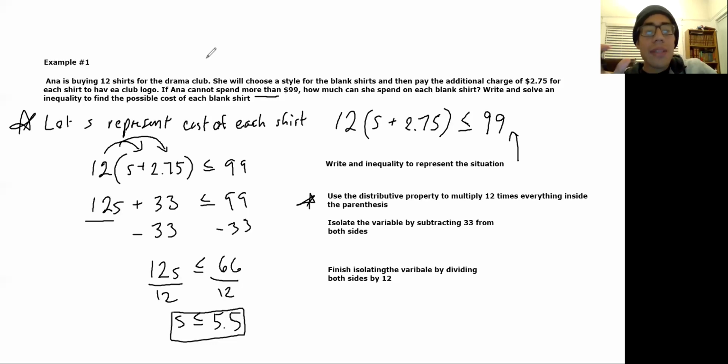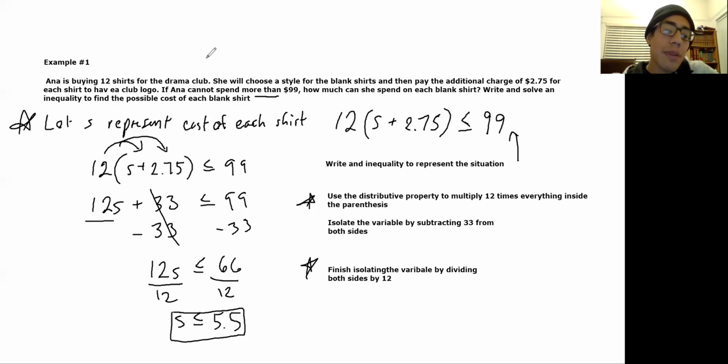Now, once we've gotten rid of the parentheses, once we've done the distributive property, we need to isolate the variable by subtracting 33. We need to get rid of that 33 because we want the S to be by itself. Now, 33 is currently positive, which is why we subtract 33. So we can get rid of it on both sides. This cancels out, and then we have 99 minus 33. So we end up with 12S is less than or equal to 66. Now, we still need to finish isolating the variable. We're going to divide both sides by 12, because the 12 we've established is multiplying by the S, and we need to do the opposite to get rid of it.